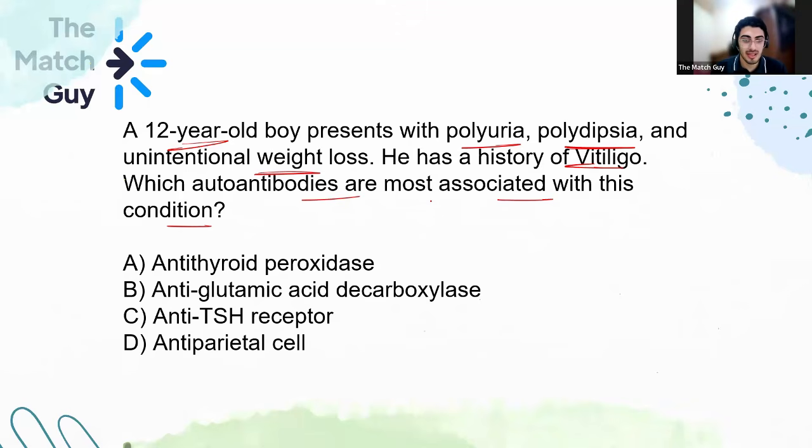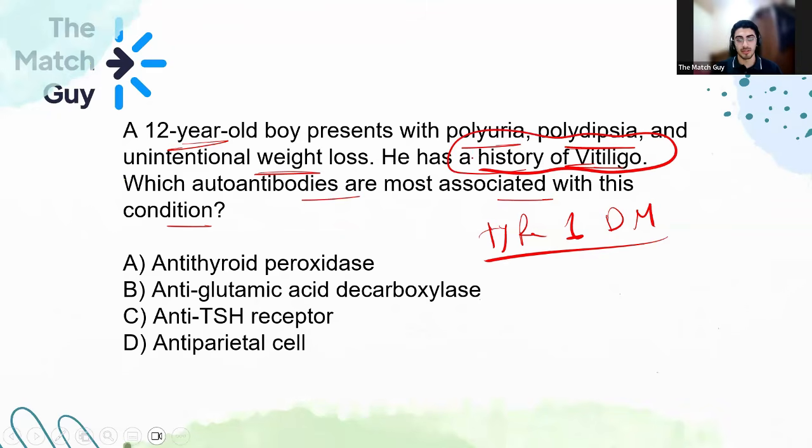Amazing. So this is a classic presentation of type 1 diabetes mellitus: polyuria, polydipsia, weight loss, and a history of another autoimmune condition, the vitiligo. So what autoantibody is specific for type 1 diabetes mellitus? Anti-glutamic acid decarboxylase antibody.